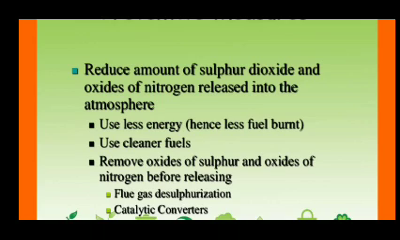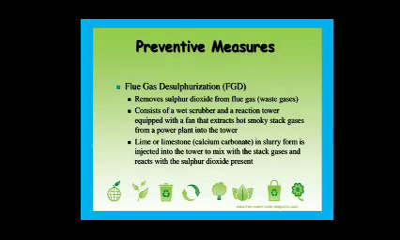Acid rain affects animals, plants and materials, both living and non-living things. Its pH value is less than 5.6. Prevention reduces the amount of sulfur dioxide and oxides of nitrogen released into the atmosphere, by removing oxides of sulfur and nitrogen before release, through fuel gas desulfurization and catalytic conversion. These are prevention methods.